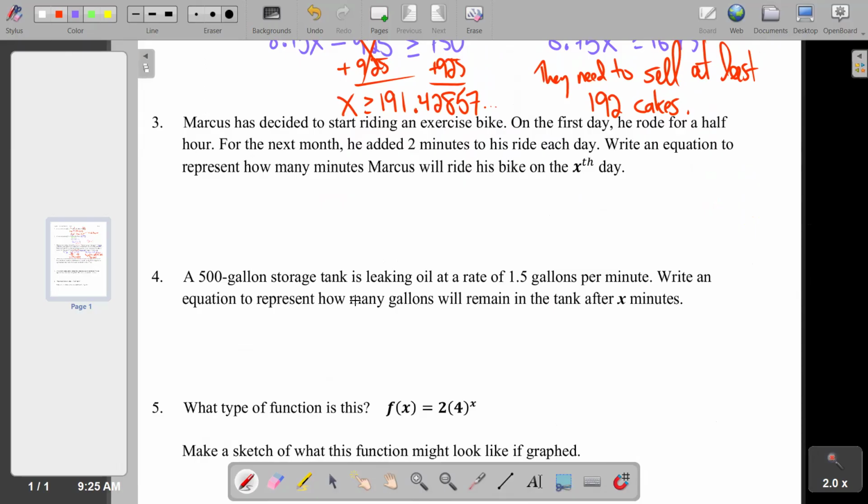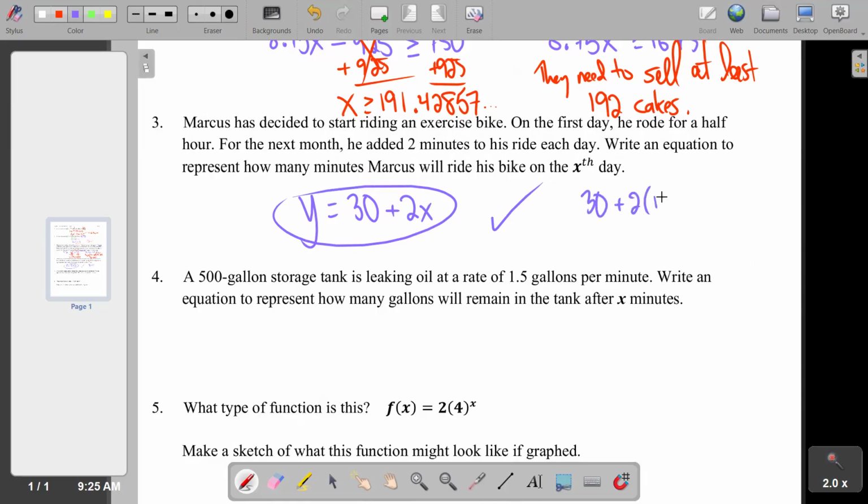But the idea is that how many minutes Marcus rides his bike, y, will be equal to how many minutes he rode it for on the first day, which is 30, plus how many minutes he adds every day, 2 times x, done. That's it. Now, if I asked a follow-up question like how many minutes does Marcus ride his bike on the 14th day, then you would do 30 plus 2 times 14. That's 30 plus 28, which is, oh, he rode his bike for 58 minutes on the 14th day, right? But all I'm asking you to do in this problem is just write me what we call a model or an equation, and that's it.